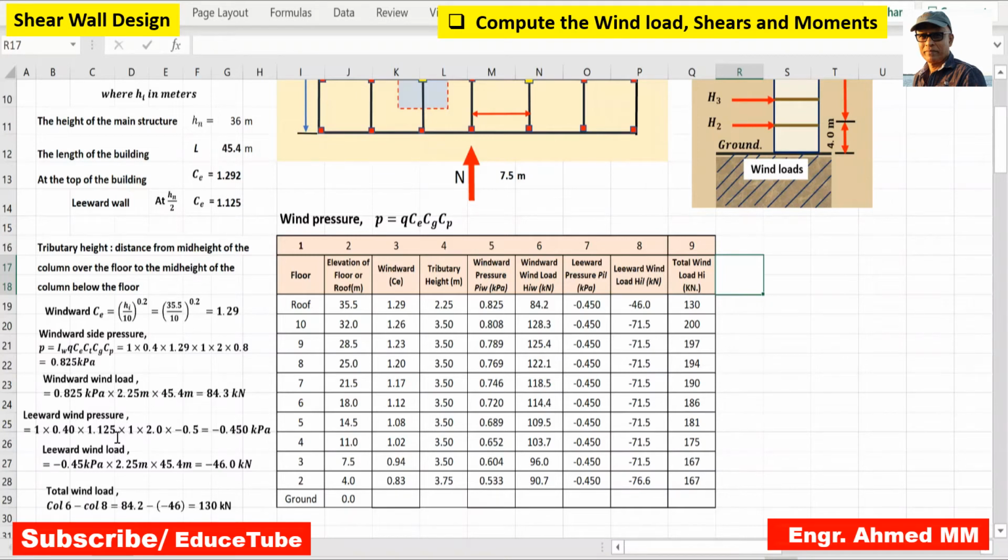So I put here 1.125. And this CG will be the same too, because this is for the design of a structural frame. And regarding this CP, I already mentioned, in case of leeward wind pressure, it will be minus 0.5, but for windward side pressure, it will be 0.8. This is the difference. So the result we got is minus 0.450 kPa. So right here we can write it.